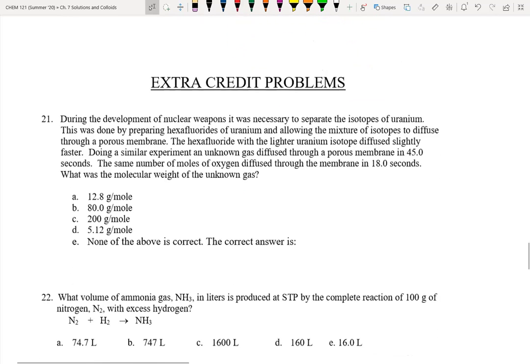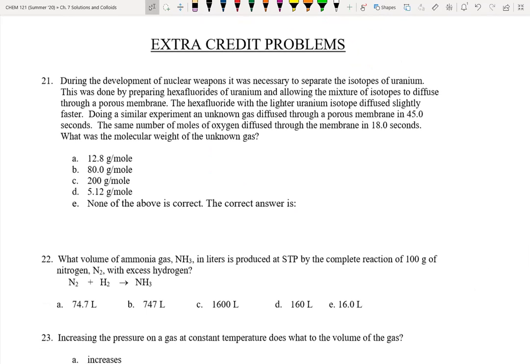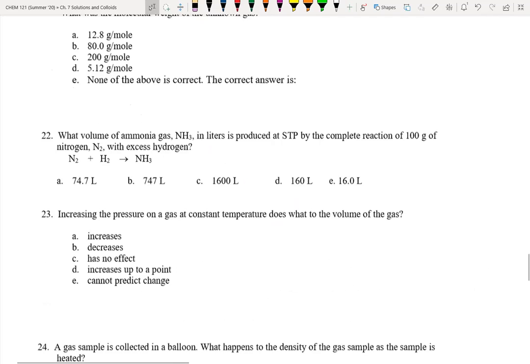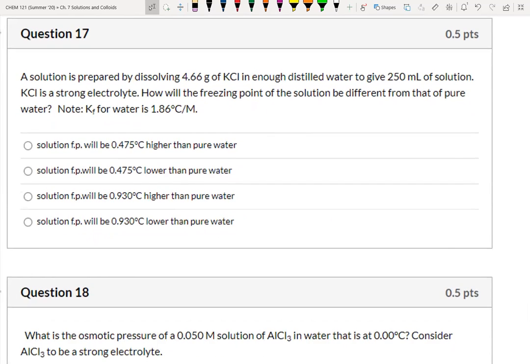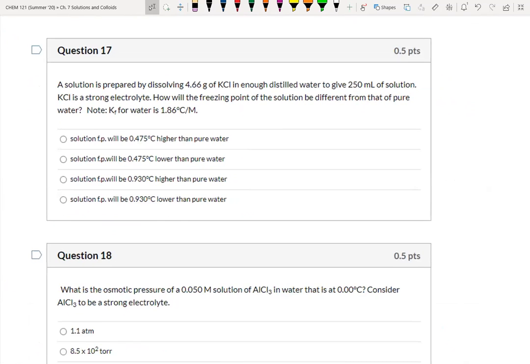I think for the sake of time, we'll skip the extra credit problems just because we're almost at the hour mark. Is that okay with everybody? The answer is in the key. So if you want to just quiz yourself, some of these are a little bit more challenging, but they're excellent review. But just to wrap things up, I know a lot of people wanted me to go over questions 17 and 18 from the homework. So let's start with question 17.